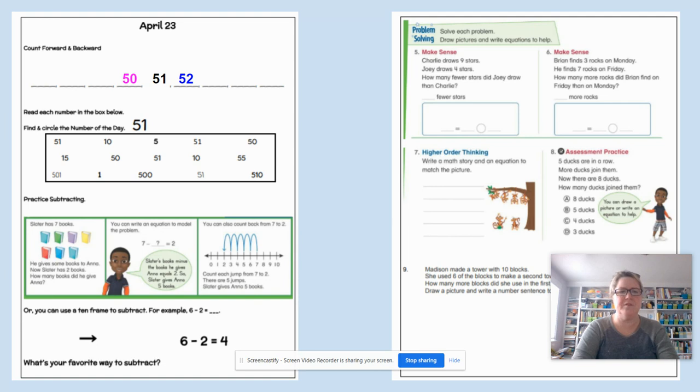It then wants you to find the number 51 in the box. Every time you find it, you may circle or color it. And then we can figure out how many times you found the number of the day today.